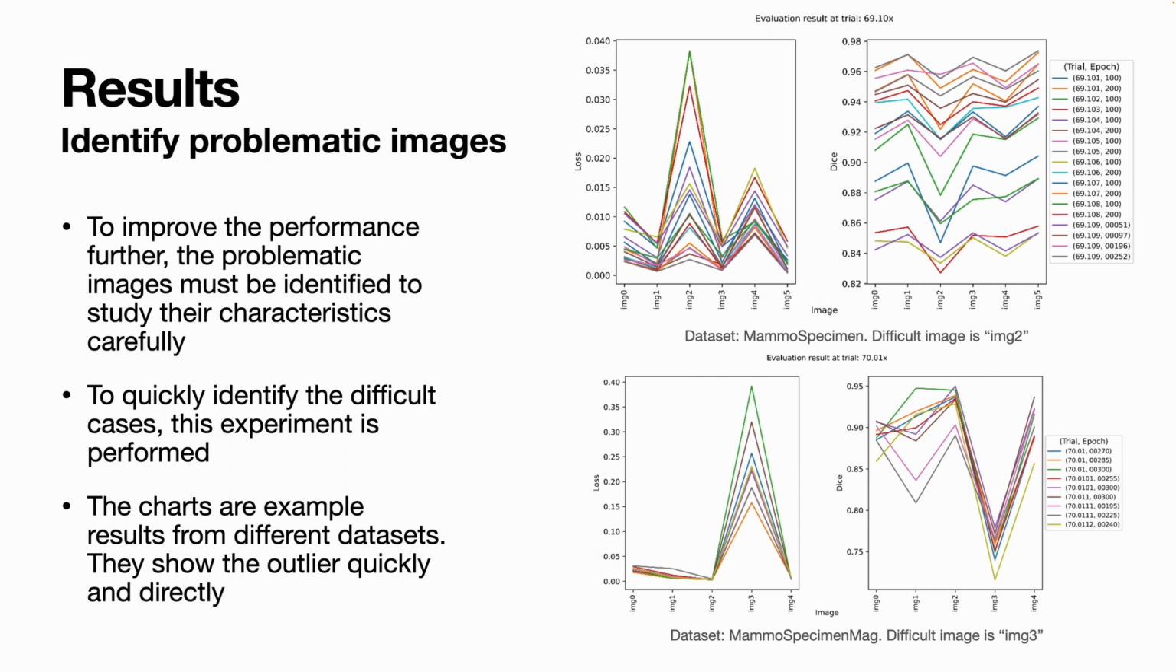The last experiment was to find out the problematic images in the test set. Then these problematic images can be restudied for the statistics, and based on that, the performance can be improved. This experiment is meant to be done when evaluating and then starting a new training, without actually looking at the predicted mask.